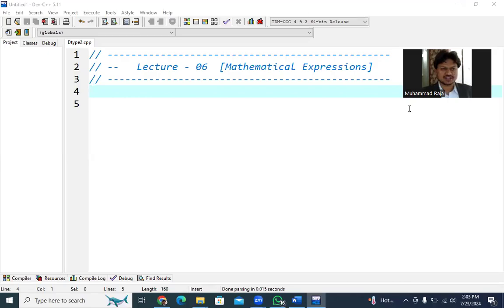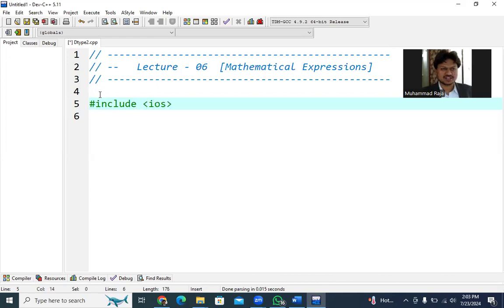Okay, hello students. In lecture 6 we are going with mathematical expressions in C++, which can be called data type 2, how to use various data types. Most of the time here I will use integer data types for the basic calculation. Then we also use the double data type to understand floating point variation.